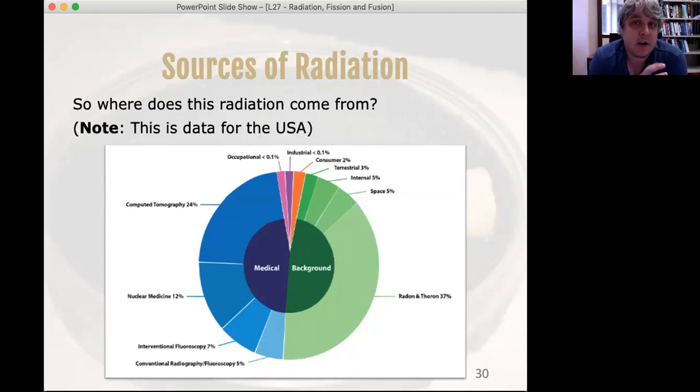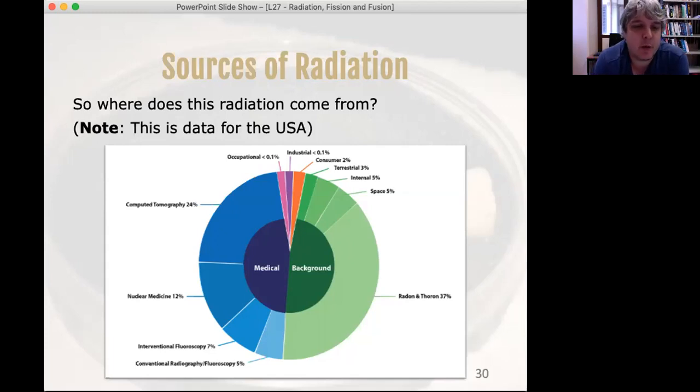The other big chunk is medical. The other half is medical, and that is from things like X-rays, CT scans, and a whole bunch of different practices that use radioactive particles in some way. Obviously, for people that get those procedures done, that's going to be a bit bigger, and for people that don't have it, that's going to be pretty much nothing. But the average is about the same as that background radiation in a standard year.